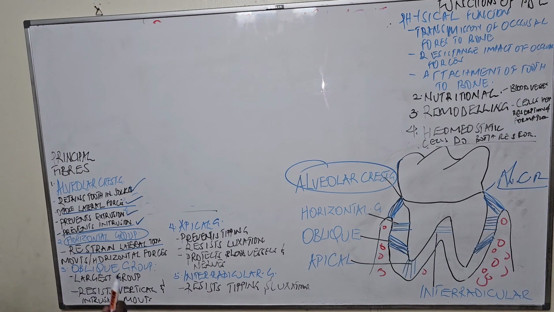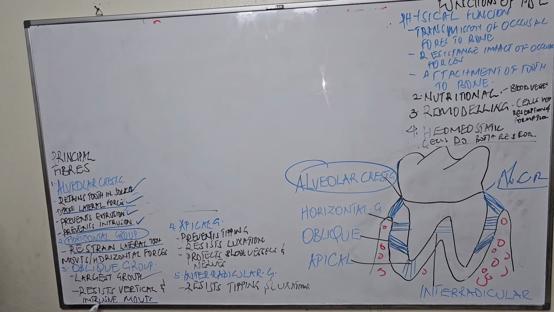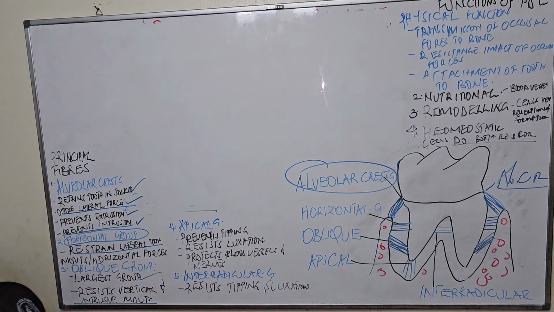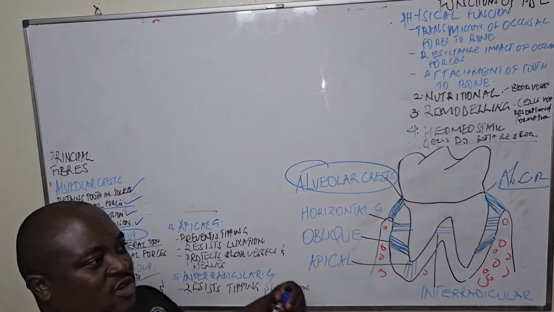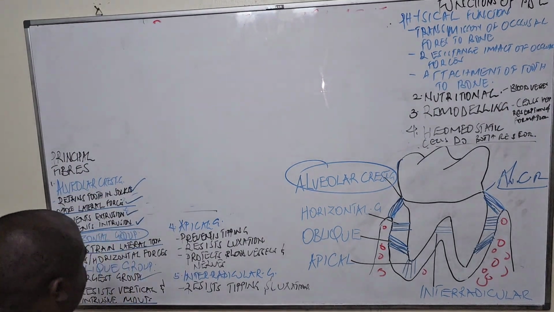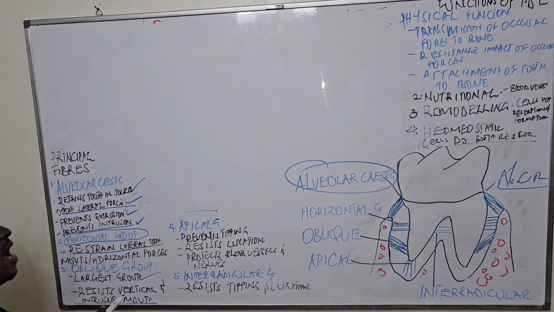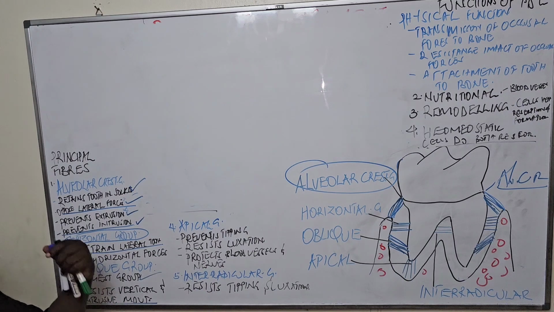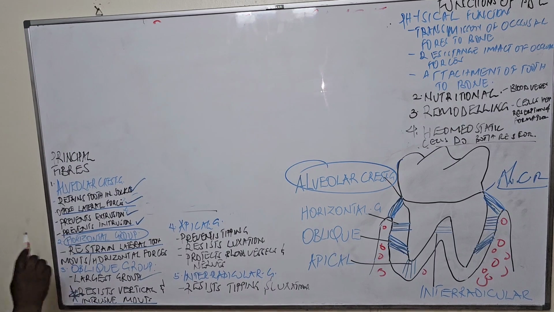The oblique type is very important and is the largest. This is the largest group of all of them. They resist vertical and intrusive movement. Of course, the moment you are eating, most of the occlusal forces are supposed to cause intrusion as you're joining the teeth together. But this is the largest group that prevents intrusive movement.